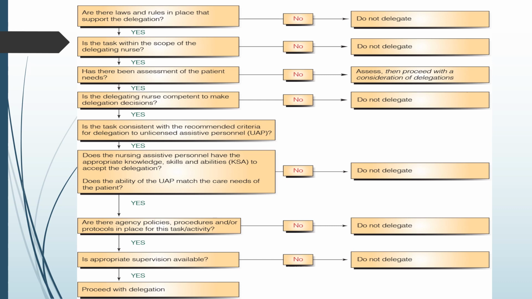No, I did include this. This is your delegation tree. I could not remember if I had put this in this slide. So it just tells you, you just follow the tree. First question, are there laws and rules in place that support delegation? Yes. Then you go right down the list. Is the task within the scope of the delegated nurse? Yes. But let's say the first thing says, are there laws and rules in place that support the delegation? And the answer is no, then you do not delegate. Are there laws and rules in place that support you delegating patient education? No. Stop right there. Do not delegate.